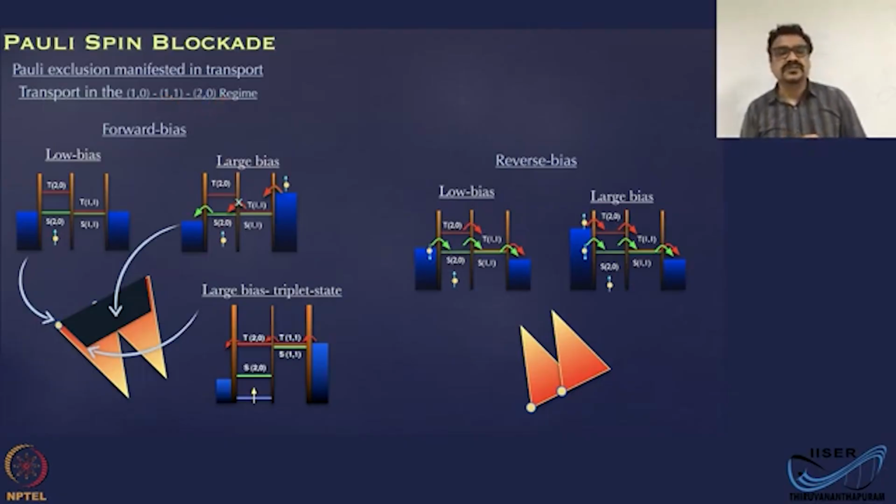That means you are starting from a system with 10, then an electron enters and the system goes to 11, then that electron moves to the second dot, in our case from right to left, and goes to 20, then finally that electron will tunnel out, then you will be back to 10 state. That is the charge cycle we are referring to.